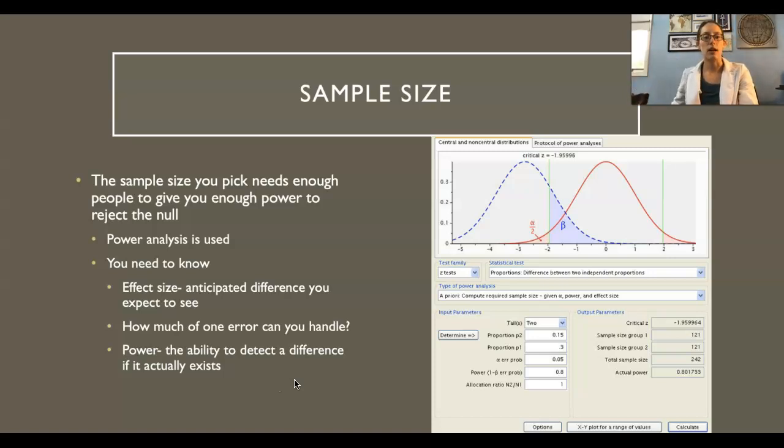Sample size is what you need to give enough power to reject the null. So we use a power analysis. What you need to know is the effect size, the anticipated difference you're expecting to see, how much error can you handle and still be correct, and then the power is the ability to detect a difference if it actually exists. And again, you don't need to know the math for this. That's not what we're trying to teach you here. I just want you to understand what you're reading when you go through research studies.